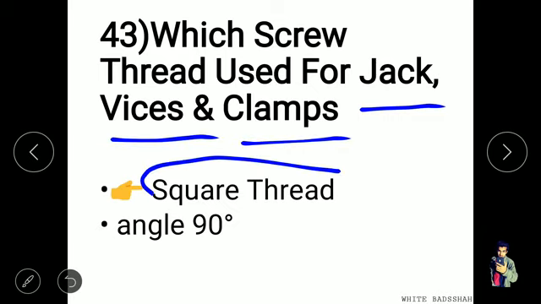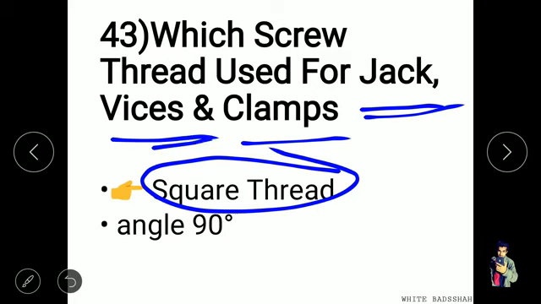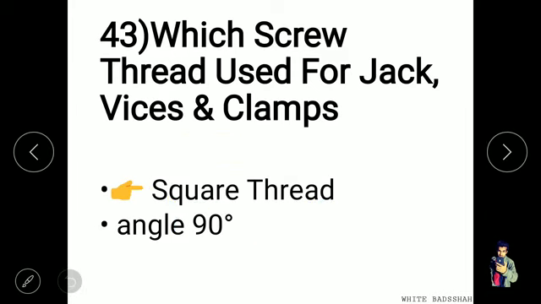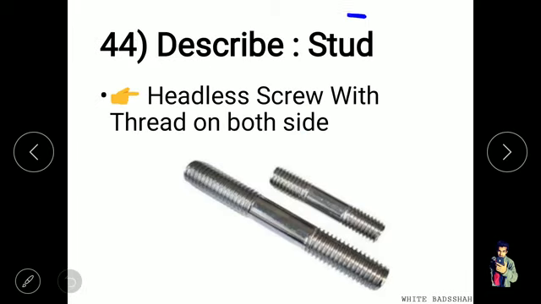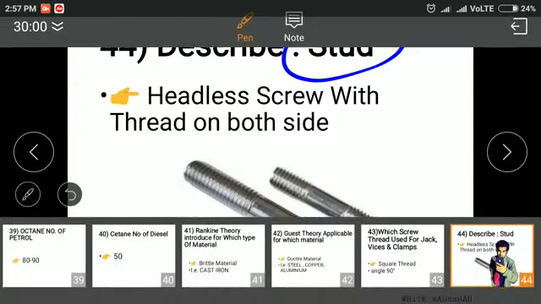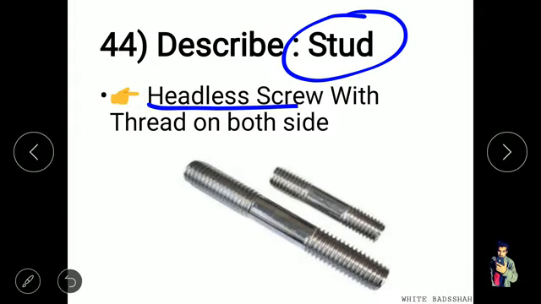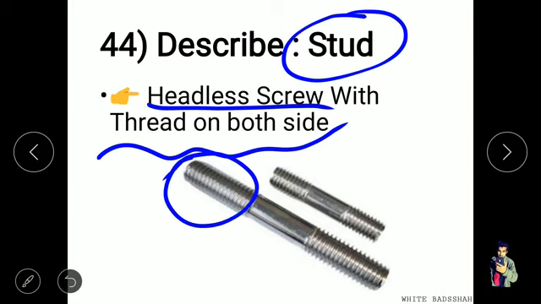The square thread is used for jacks, vices, and clamps, and the angle of the square thread is 90 degrees. Now, what is a stud? The stud is a headless screw with threads on both sides. So there is no head on a stud.